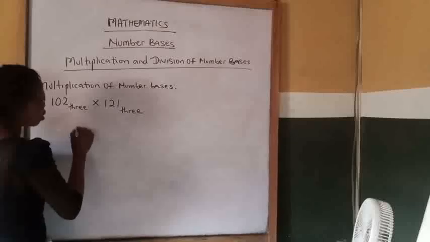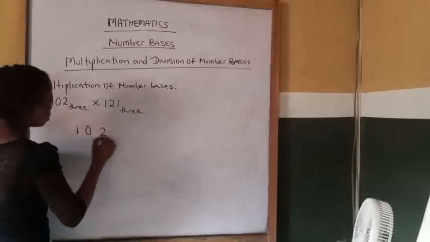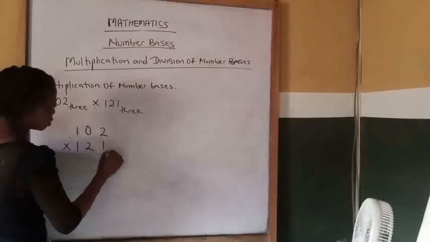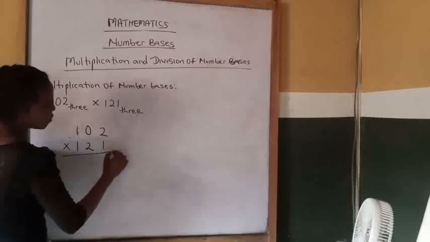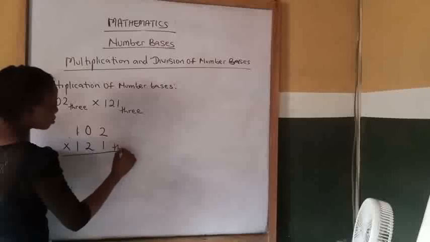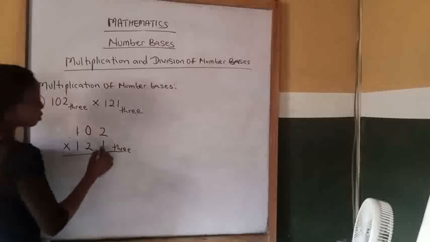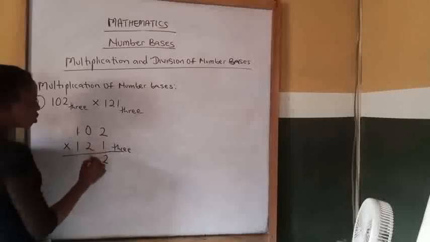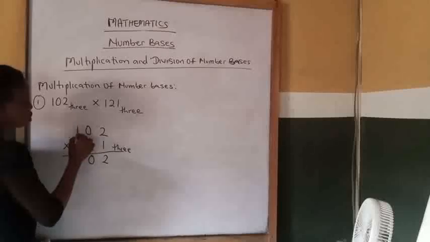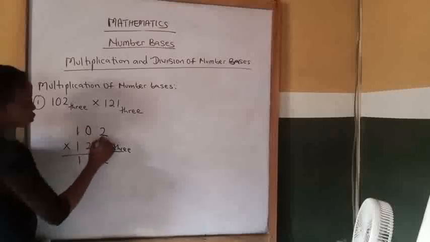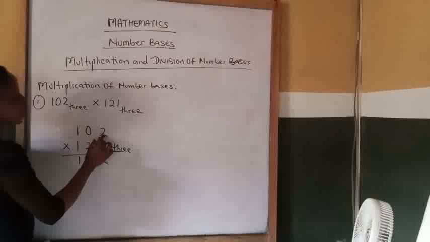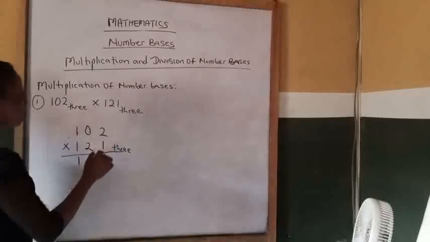That is 102 multiplied by 121. Don't forget that you are converting to base 3. So 1 times 2 is 2. 1 times 0, 0. 1 times 1, 1. 2 times 2 is 4. But you don't write that 4. Don't forget the use of your base.